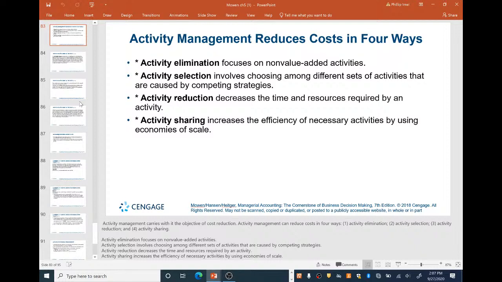Activity sharing, so this is increasing the efficiency of necessary activities by using economies of scale. So maybe, for example, the clerks use the computers for 3 different types of things. So that's a means of activity sharing. So being able to have more activities going on within that department at once, as opposed to just one.